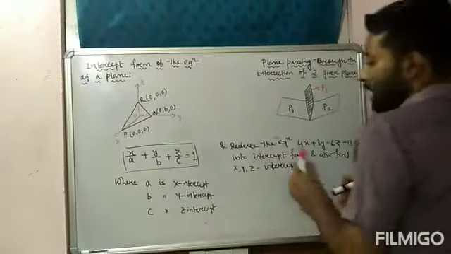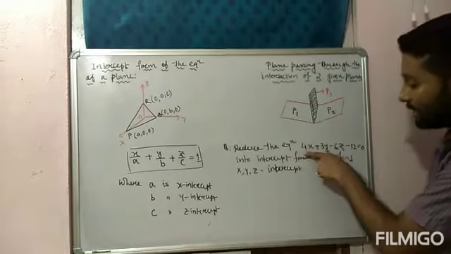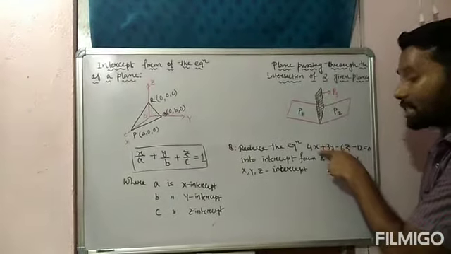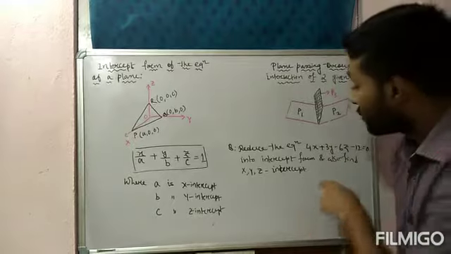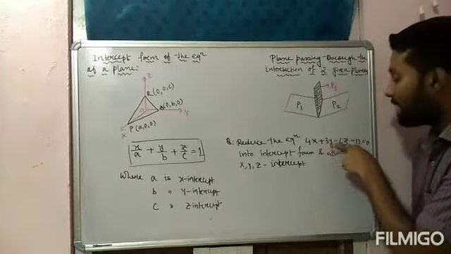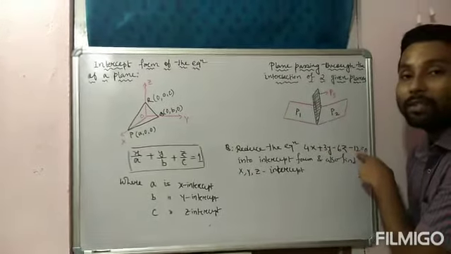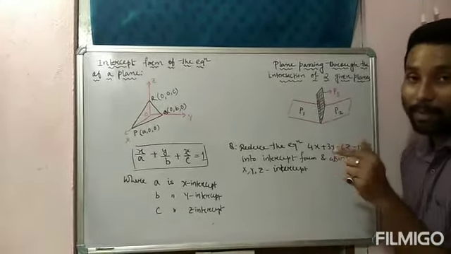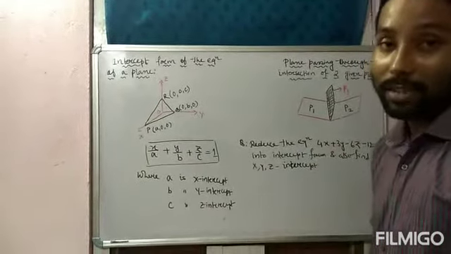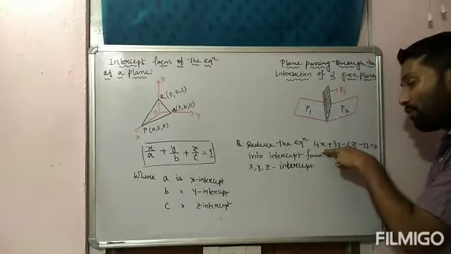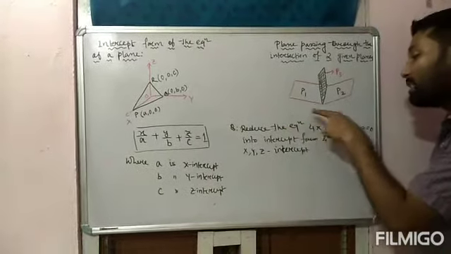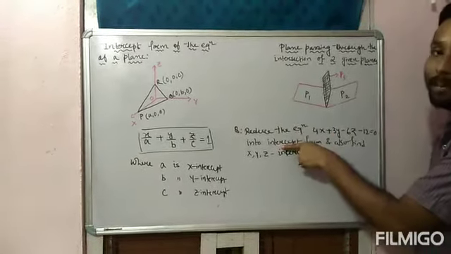What is the question here? First of all, you have to reduce the equation. What kind of equation is this one? This is the equation of a plane in Cartesian form, that is lx + my + nz = d, where d is the perpendicular distance from the origin. In the last class I have explained all these things. This is the equation of a plane in Cartesian form. So you have to reduce this equation into intercept form.